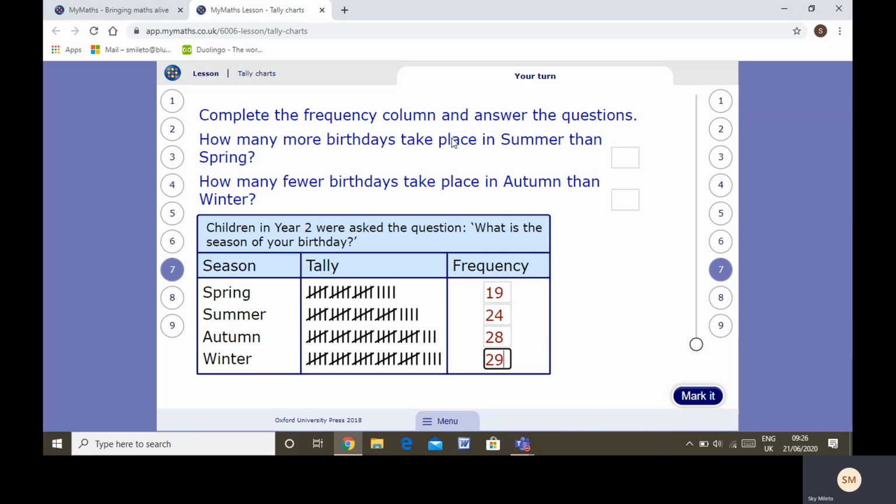So, how many more birthdays take place in summer than spring? We can see that spring is 19 and summer is 24. Now I know that the difference between these two numbers is 5. How many fewer birthdays take place in autumn than winter? So we can see that in winter 29 birthdays take place, in autumn 28 birthdays take place. The difference between the two numbers is 1.